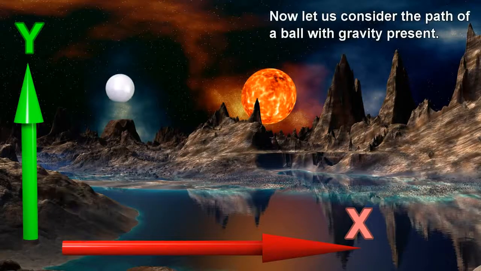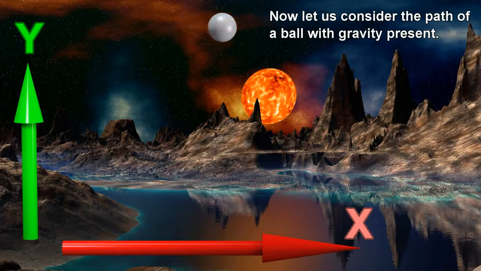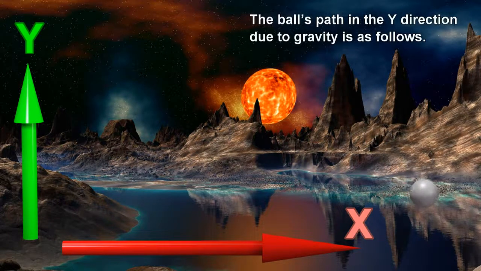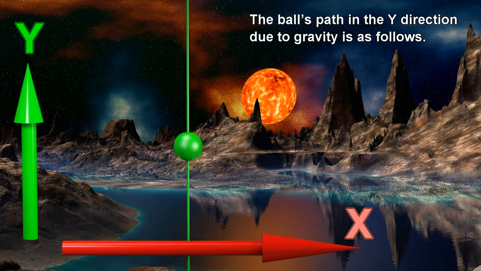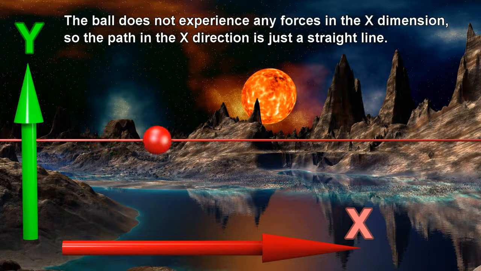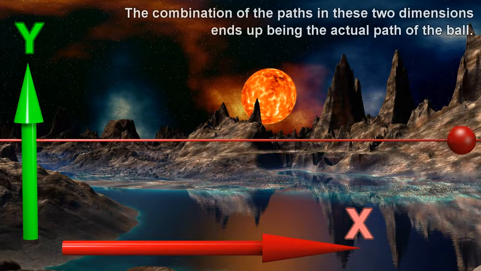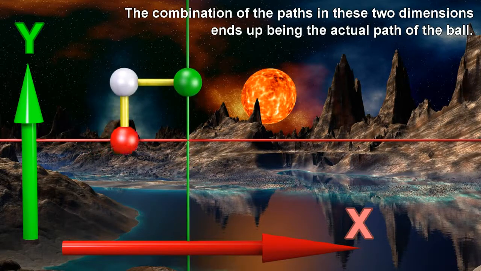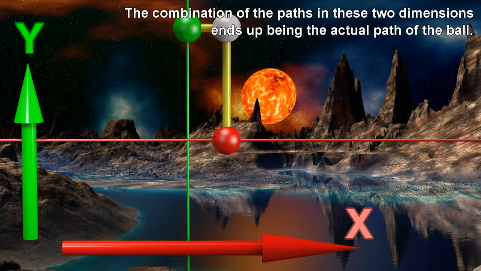Now let us consider the path of a ball with gravity present. The ball's path in the y direction due to gravity is as follows. The ball does not experience any forces in the x dimension, so the path in the x direction is just a straight line. The combination of the paths in these two dimensions ends up being the actual path of the ball.